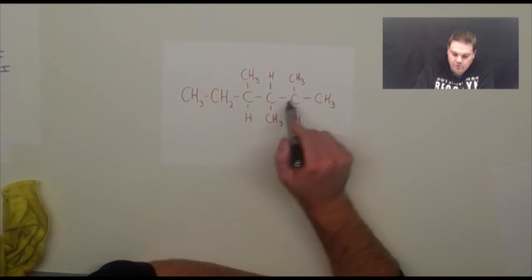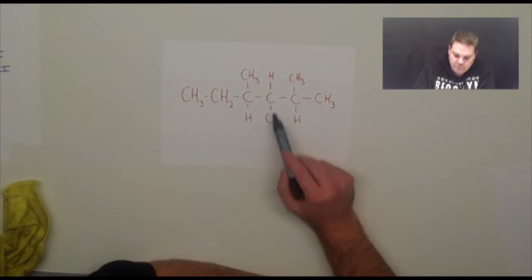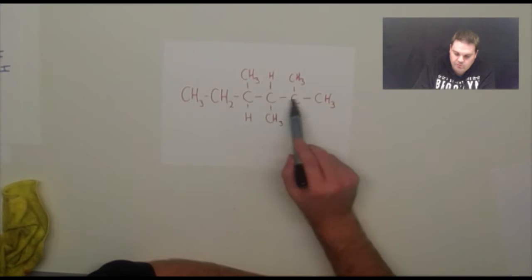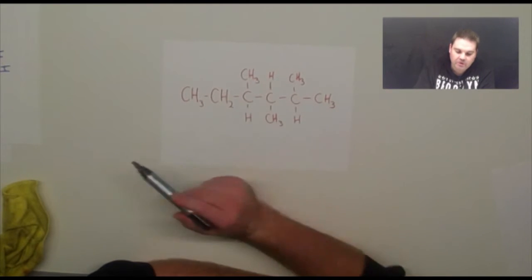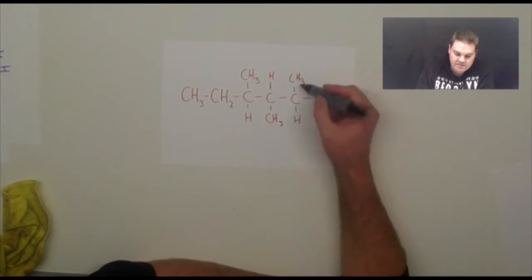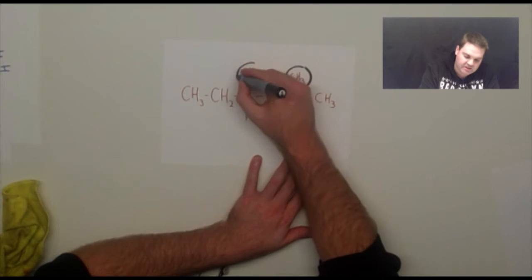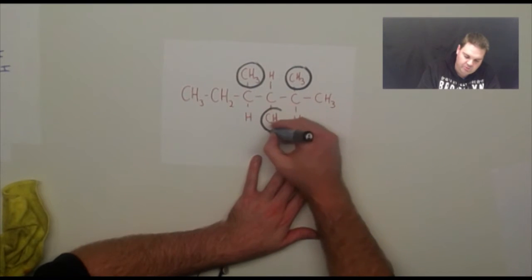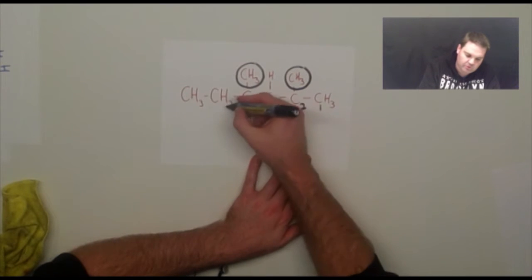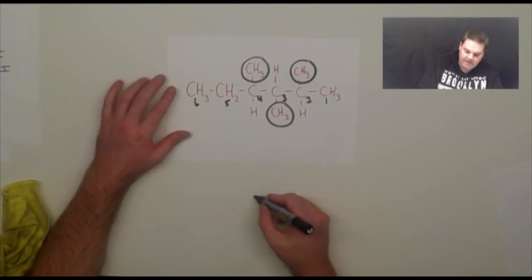Straight across, 1, 2, 3, 4, 5, 6. If we go 1, 2, 3, 4, that's not as long. 1, 2, 3, 4 isn't as long. 1, 2, 3, 4 isn't as long. 1, 2, 3, 4, 5. So the longest we can get is 6, which is straight across. So we can start numbering, from the end that's closest to our side chains. So we circle our side chains here. There's 3 of them. We start numbering: 1, 2, 3, 4, 5, 6. So 6 of them makes a hexane.